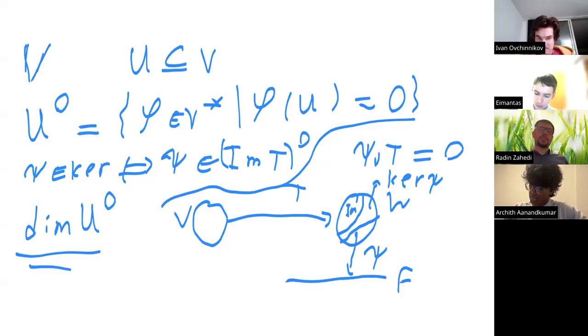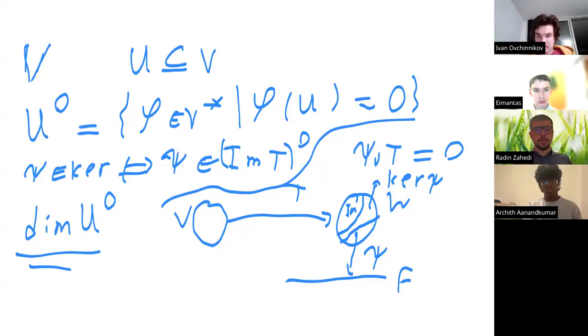For example, if T is surjective, then typically we would have to let psi be 0. Otherwise, if T is just a 0 map, taking all elements to 0, then psi could be anything. It could have been anything.